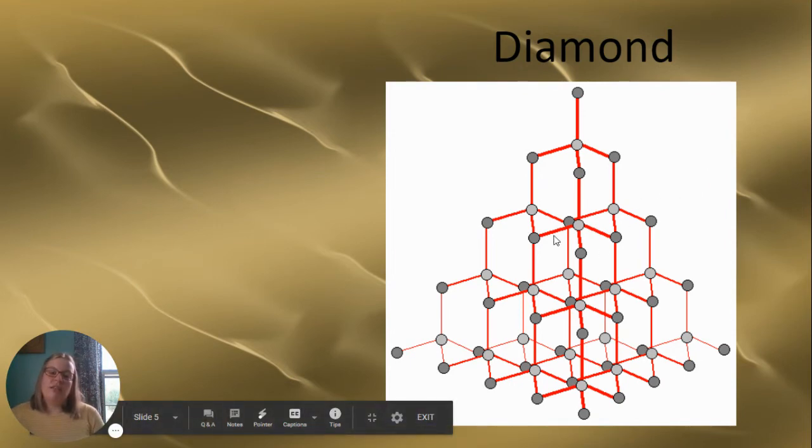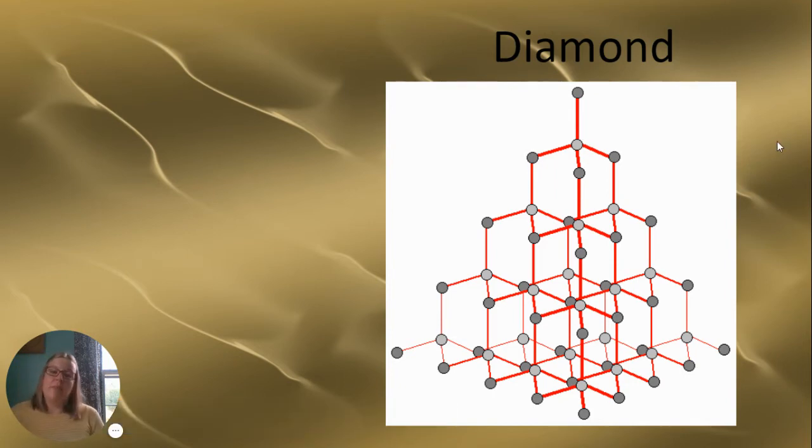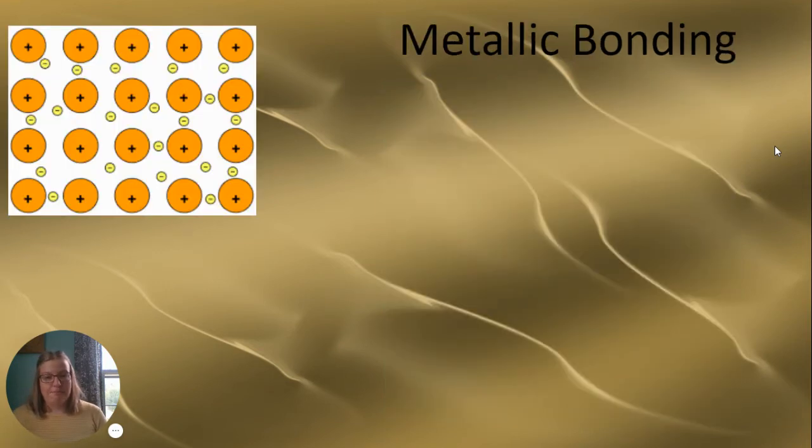And because of this, diamonds are incredibly strong. So these covalent bonds make diamonds really strong. They have really, really high melting points, really high boiling points, even though technically it's just carbon and that's it. And the same thing happens with silicon-based compounds, so things like glass and stuff like that.